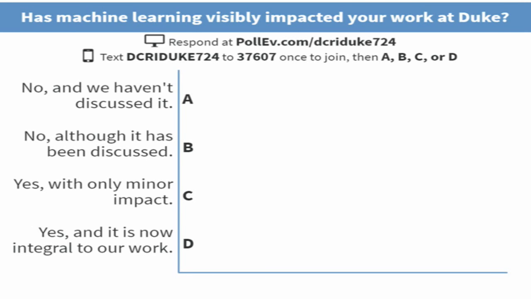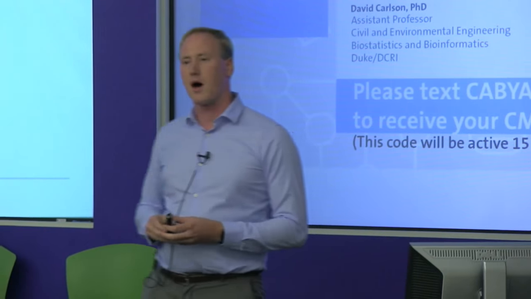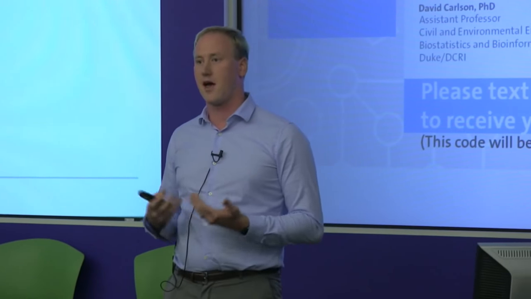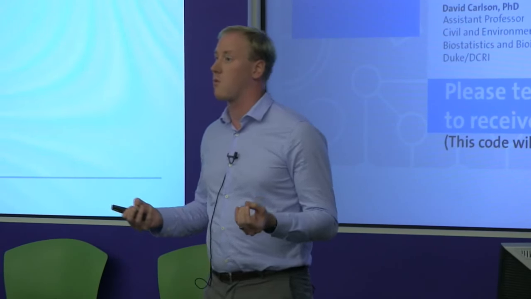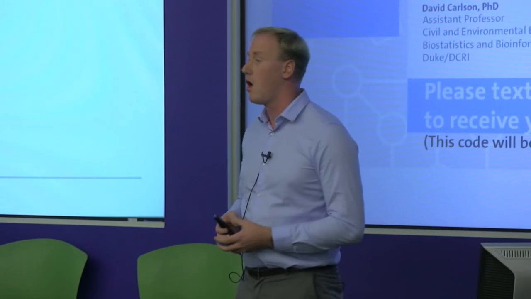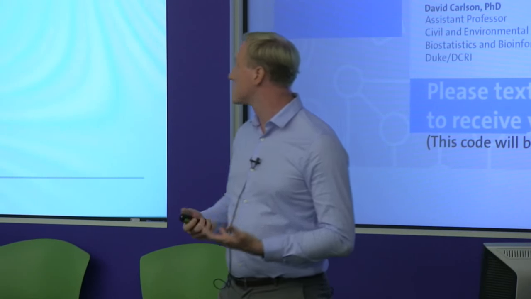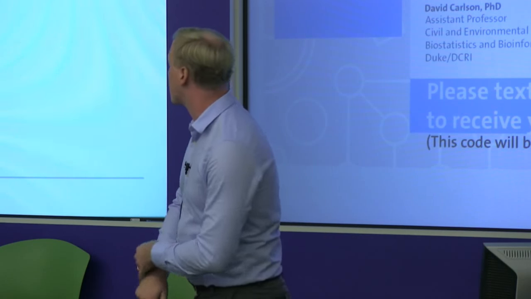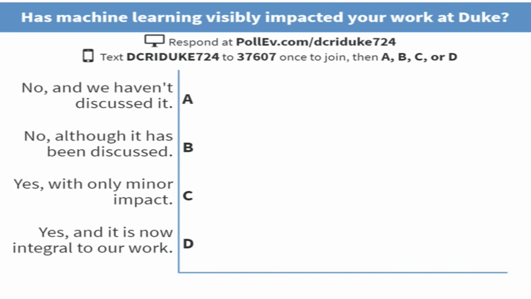Before I dive into how we're using this in our particular application in psychiatric disorders, I'm really curious about how pervasive machine learning has been within people's work at DCRI and at Duke. One of the first polling questions I have is, has machine learning visibly impacted your work at Duke? I talked first about how there's been a lot of background pervasiveness of machine learning, but I'm really curious how visibly impactful it is on people's work here.